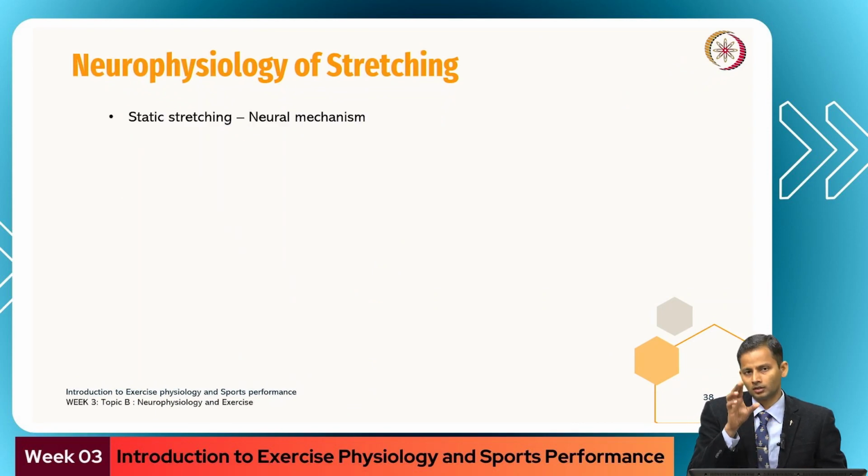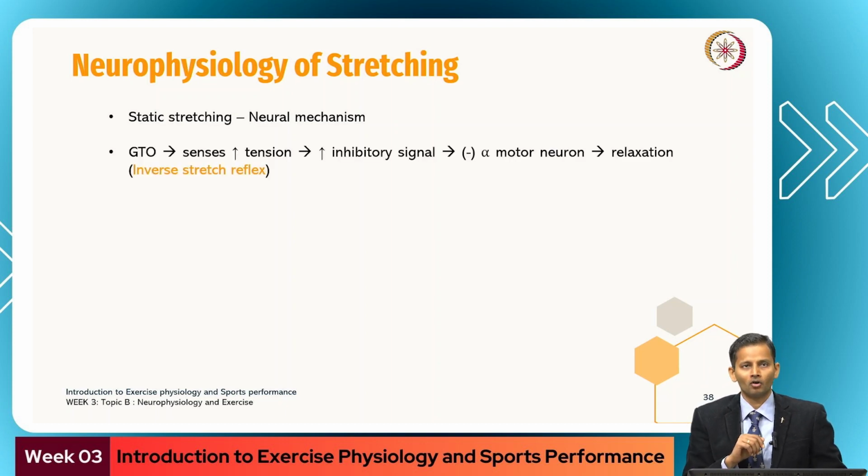See, these particular principles are incorporated in the stretching principle. This is the neural mechanism. If we understand this neural mechanism, we can address the questions that I put across when we started this module on stretching. So what happens is, when the GTO gets activated because of an increase in tension, it increases the inhibitory signal. Thereby it inhibits the alpha motor neuron.